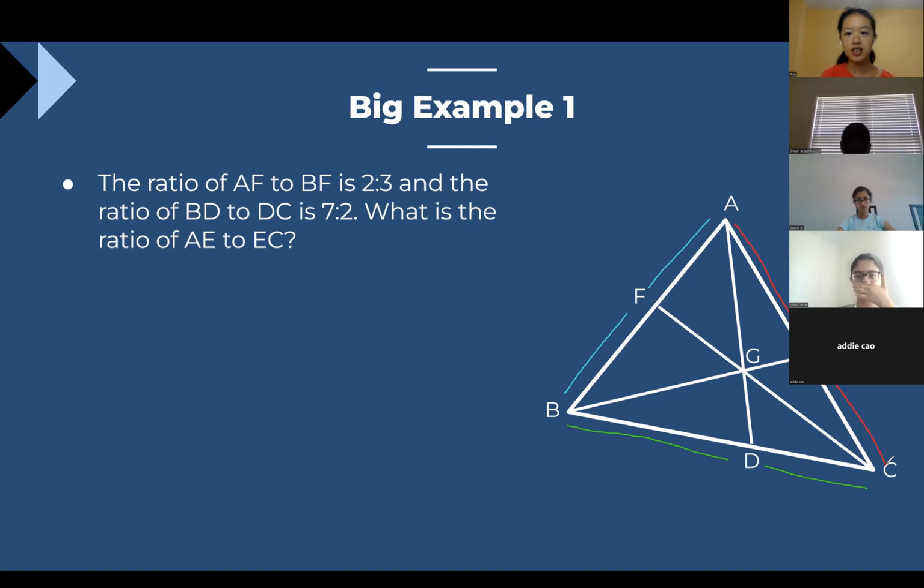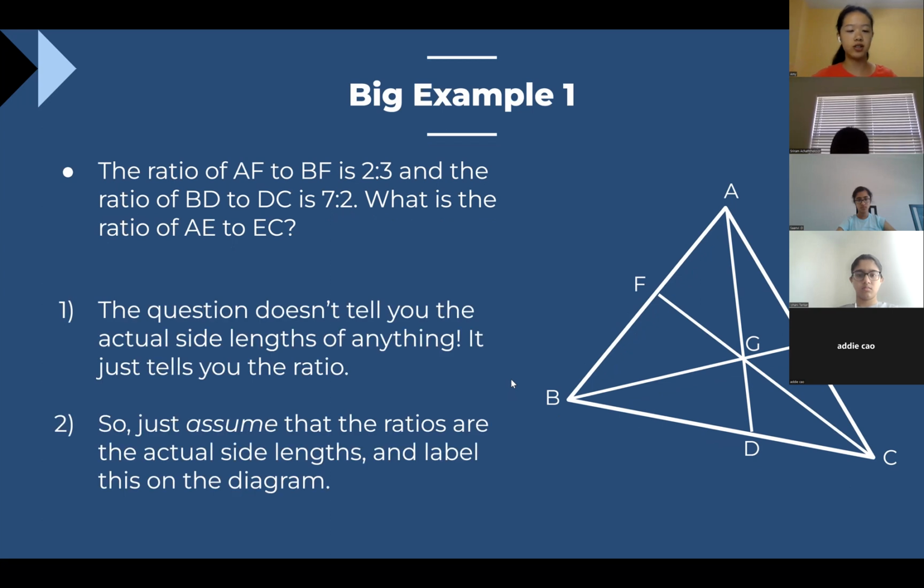Basically, it gives you the ratio of 2 of the sides, and it's asking you for the ratio of the third side, but it doesn't even tell you any actual concrete numbers. It doesn't tell you the actual length of AF or BF. It just tells you the ratio of them. However, as you guys saw in one of our last problems, in a mass point geometry problem, you can assign any number to any side as long as the ratio stays the same. So for this problem, we can just assume the ratio is the actual side length.